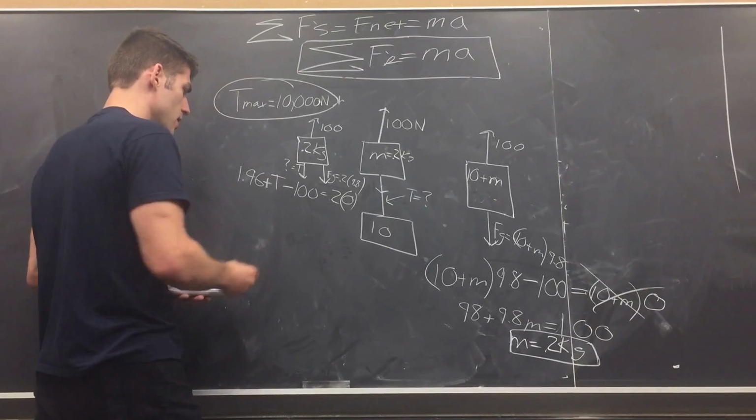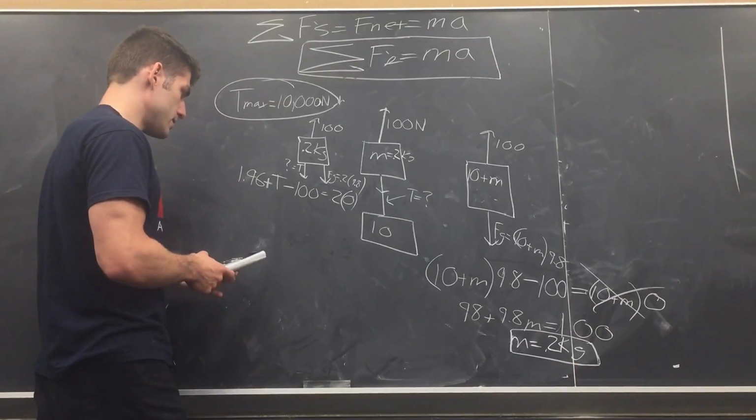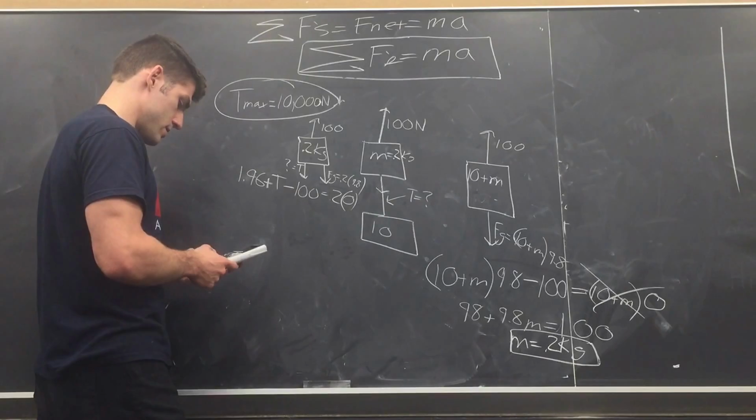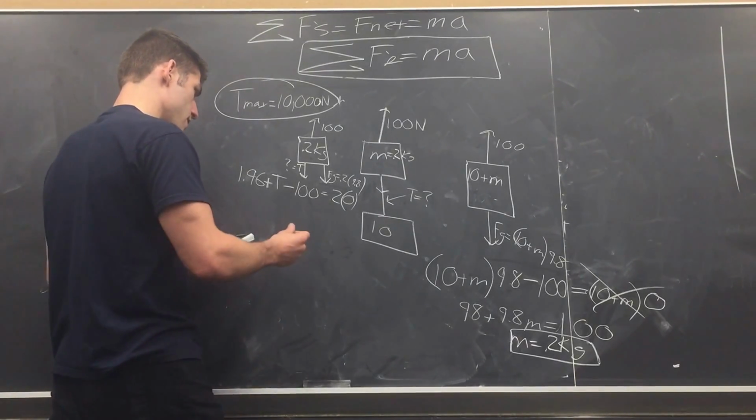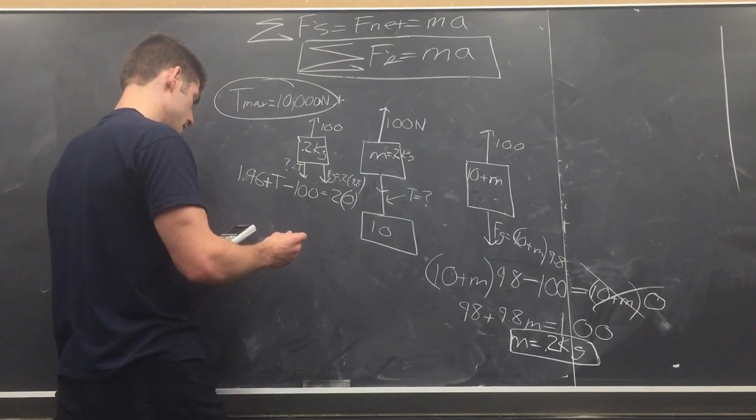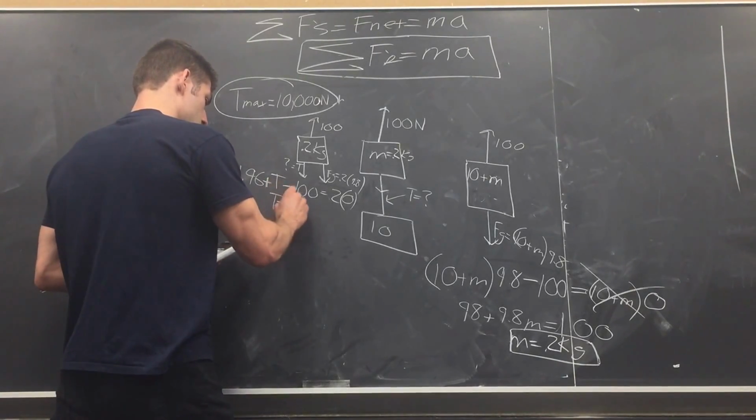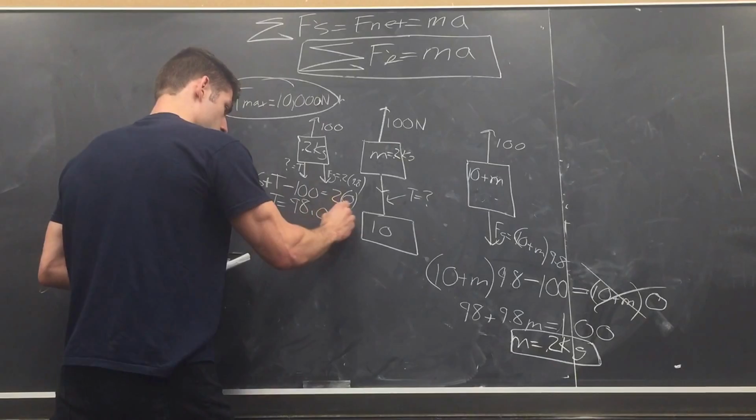Okay, so this is 1.96 minus 100, and T is a tension of 98.04. Tension is equal to 98.04.